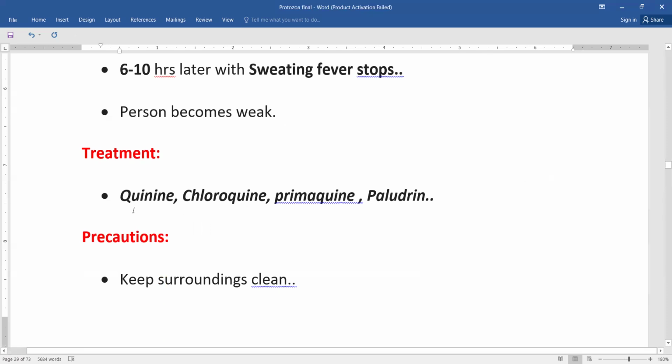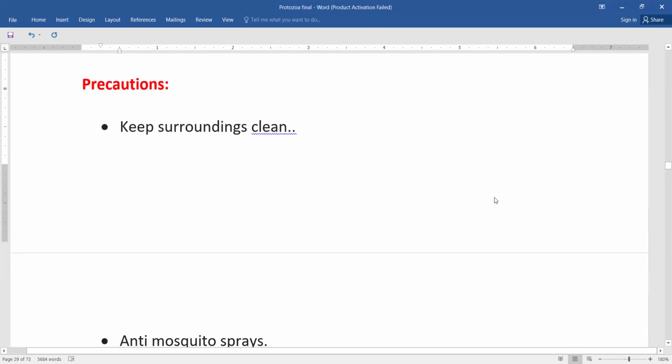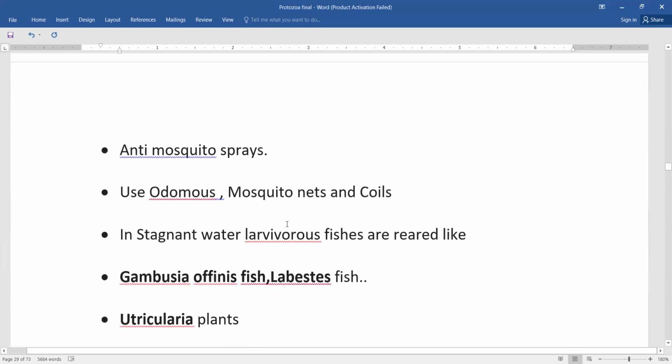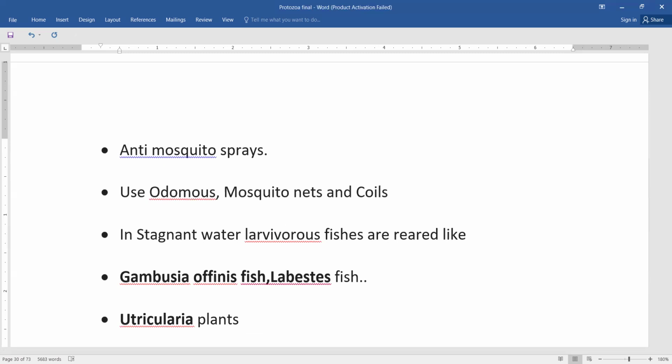These are the commonly used drugs for the cure of malaria, like quinine, chloroquine, primaquine, proguanil. So what precautions should we take? We should keep our surroundings very clean, use anti-mosquito sprays, apply creams like Odomos to our skin, and use mosquito nets and coils.